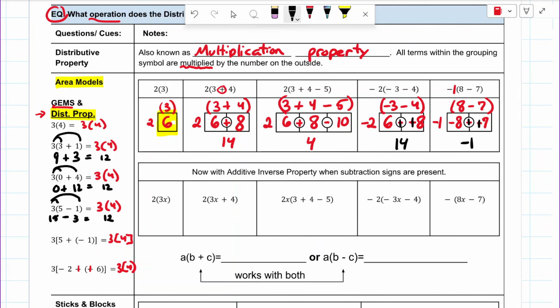The next one is 3 times 5 is 15, and 3 times -1 is -3. We bring down that plus sign, and 15 plus a -3 is also 12. This next one we'll do a 3 times a -2, which is -6, and then 3 times a +6, which is 18. We'll bring down this plus sign, and -6 plus 18 is also 12.